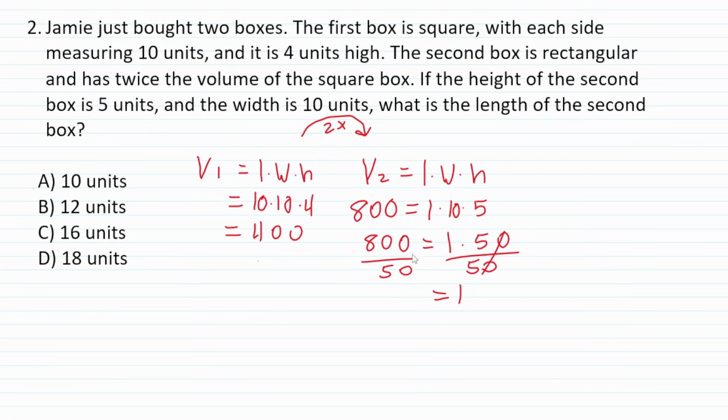800 divided by 50. Let's think about this. We can cross out these corresponding zeros. So this becomes 80 divided by 5. Well, 40 divided by 5 would be 8. Therefore, 80 divided by 5 is going to be double that, 16. So the length of this second box is going to be C, 16 units.